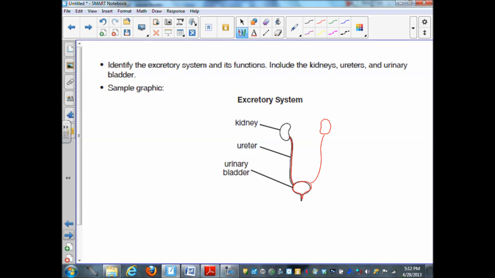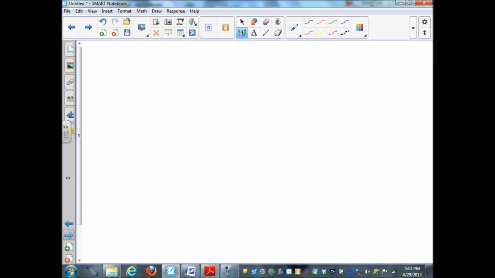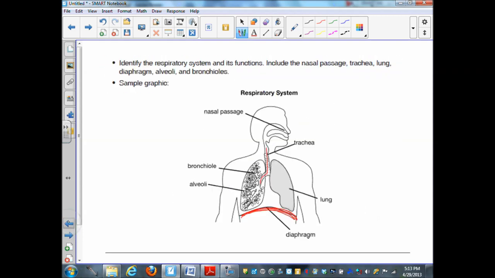Now, the reproductive system. Let me just say this about the reproductive system. The only thing that you're going to need to know about the reproductive system is that it is responsible for allowing an organism to produce offspring. That's all you've got to know. As long as you know that, you're good to go as far as the reproductive system goes.